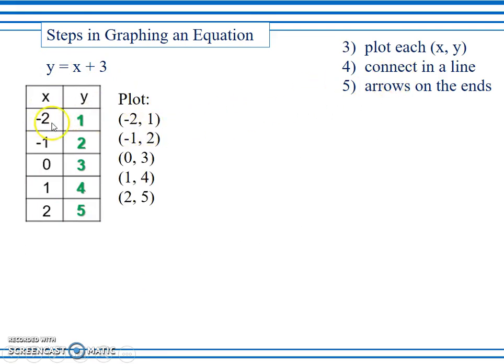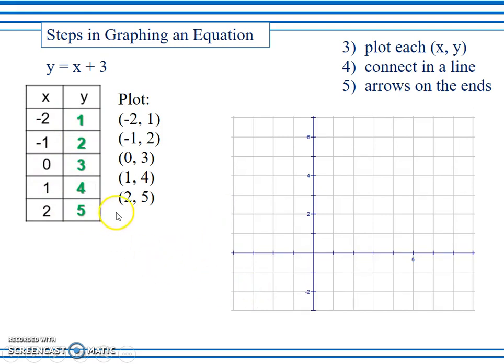So (-2, 1) is one of the points we're going to plot, and that's how we choose the points from our table. So here's our coordinate grid. I'm going to plot (-2, 1), (-1, 2), (0, 3), (1, 4), and (2, 5). So now I have plotted each point. I'm going to connect them with a line, and I need to remember there's arrows on both sides.